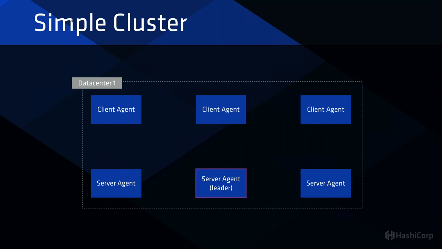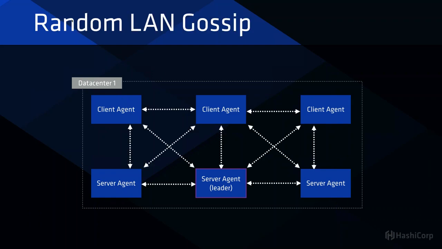So at the first level, we'll talk about LAN gossip. This actually occurs between all agents in the cluster, and basically on a periodic interval, each agent will pick another agent to probe. It'll send it a ping over UDP. If that fails, it'll try TCP. If it doesn't hear back, it'll ask other agents to ping it on its behalf. And then if enough time passes, it'll declare that it thinks that a node has failed.